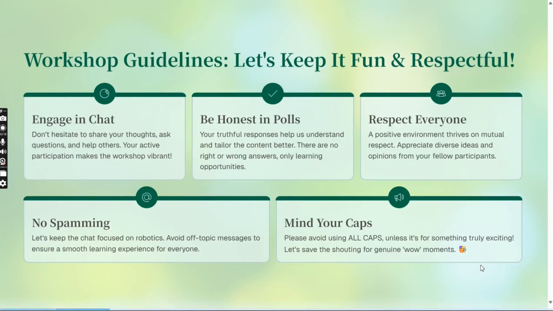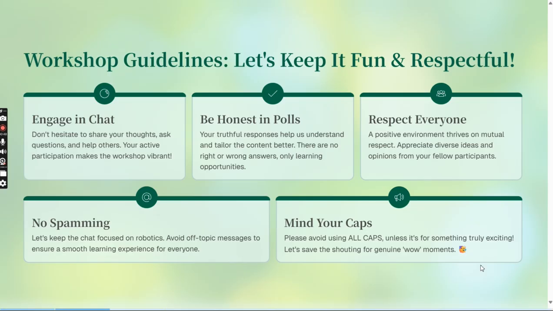There will be some workshop guidelines, so let's keep it fun and respectful. First, engage in chat. You have to share your thoughts, ask questions, and help others. We have to be honest in polls. Whenever I give you some questions, you have to click on the right answer. Then we have to respect everyone and make a positive environment here.